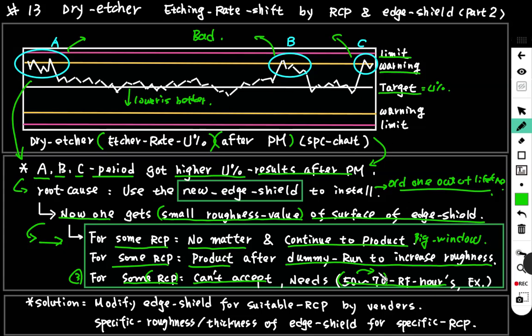This is the scale, but after all, we want this recipe to get a bigger process window due to the issue.